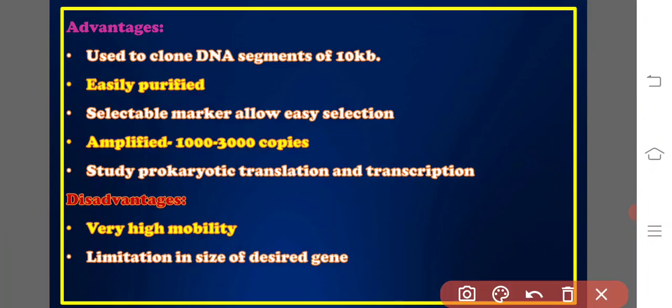And what are the advantages of the pBR322 plasmid?